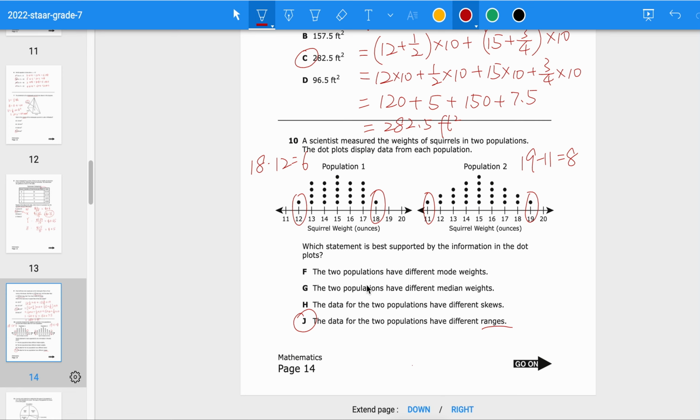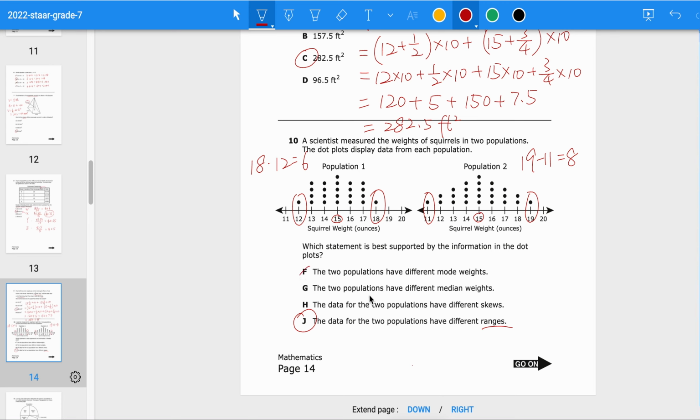So for F, these two populations have different mode weights. What is the mode? Mode means the number that is the most frequent. In both population 1 and population 2, we can see the mode is 15. So they are the same. That's why F is not right.